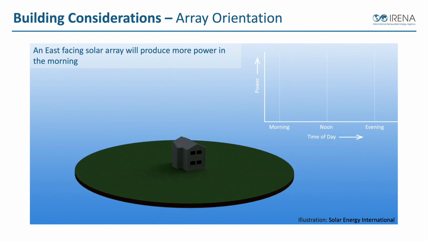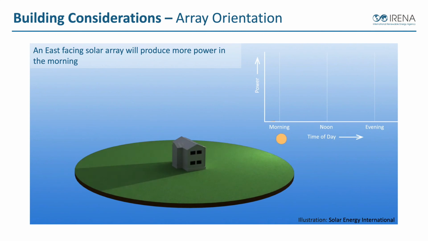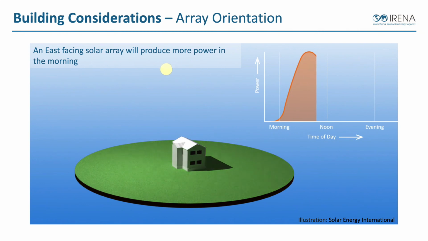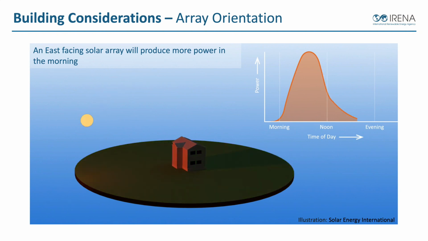And so we have a difference in power and energy production when we change our array orientation. In this case, we're saying an east-facing solar array will produce more power in the morning. So as the sun comes up, the array is already facing to the east, and so we're going to get more intense sun first thing in the morning that's more direct to the surface of the solar array. So anytime we have a system that faces more to the east, we're going to see more morning production.